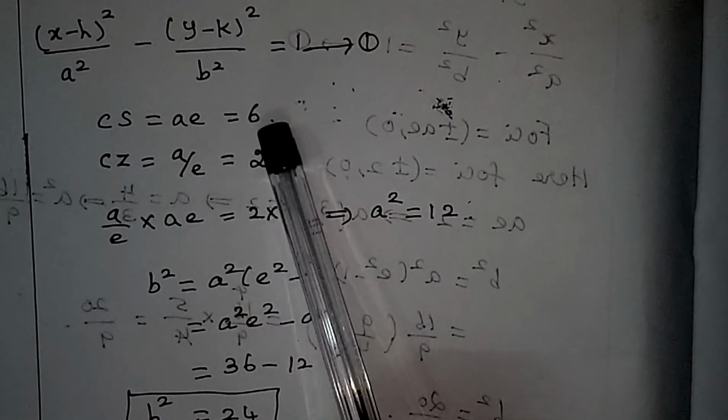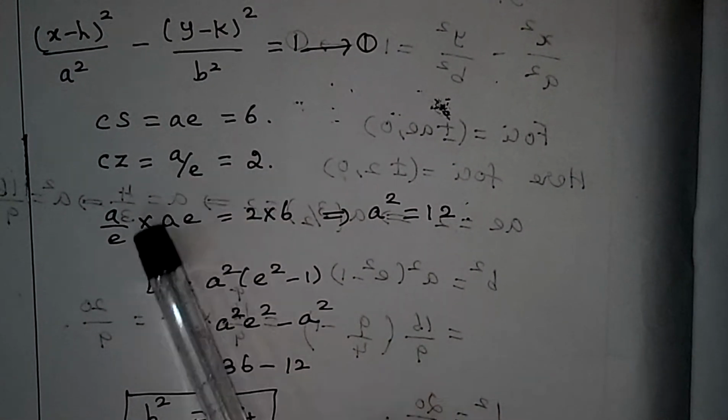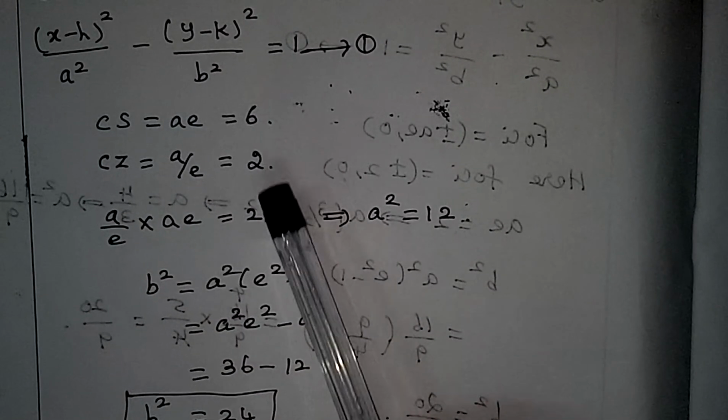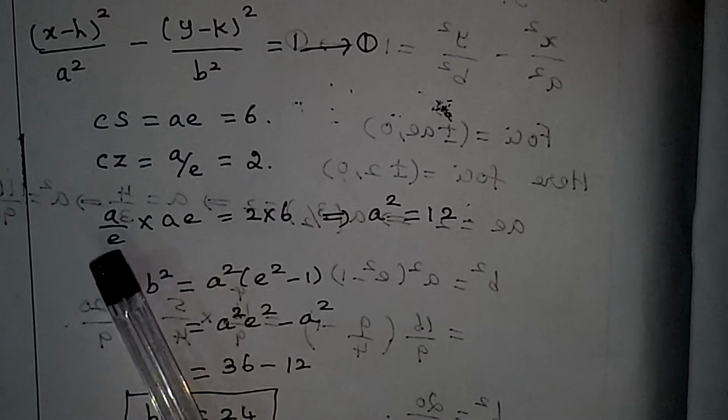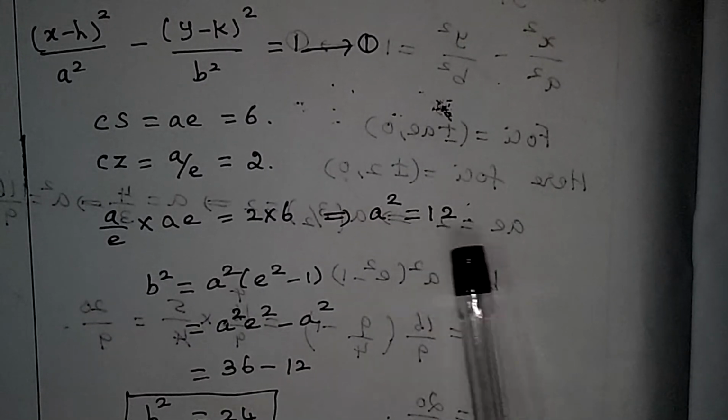Now you can multiply both the equations. So AE into A by E is equal to 6 into 2. The E cancels, and A into A is A square. A square is equal to 12.